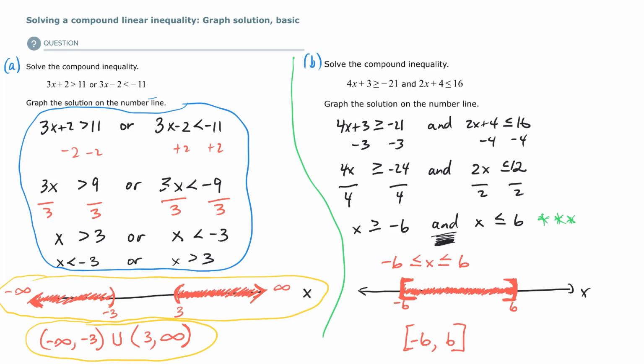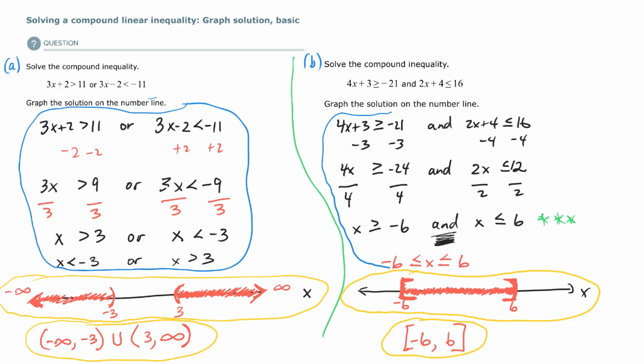And we're done. Let's circle our final answers. It asks for a graph. And of course, we're in a course where we need interval notation. Also circle your work. Once again, your work is pretty important. It justifies how you got to the final answer.